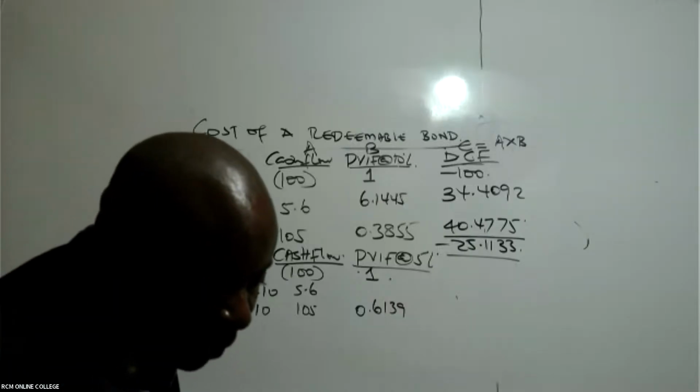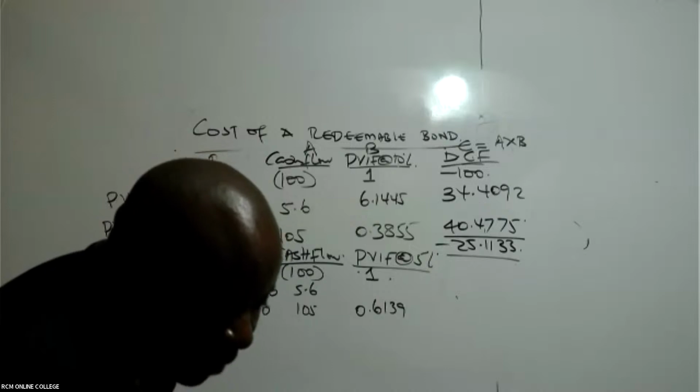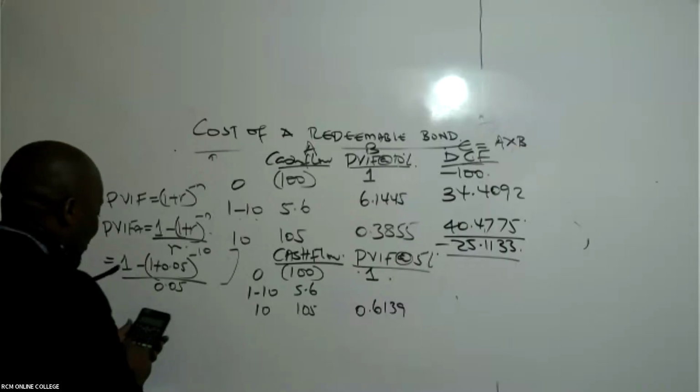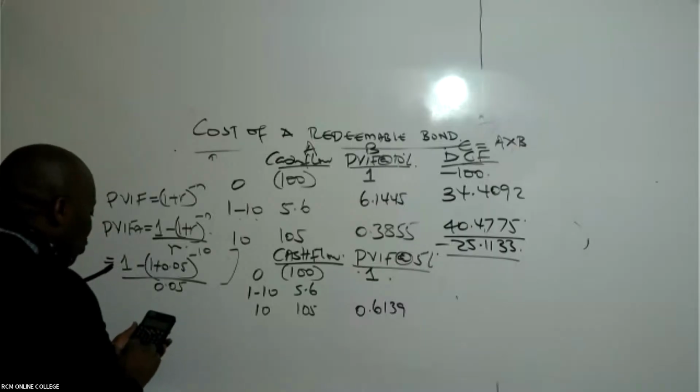So it will be 1 minus 1.05, we raise this to -10.